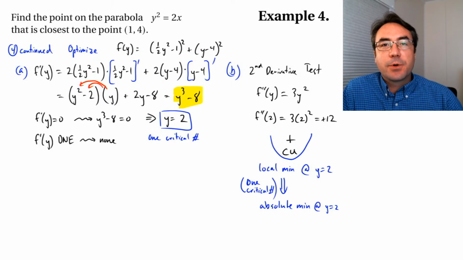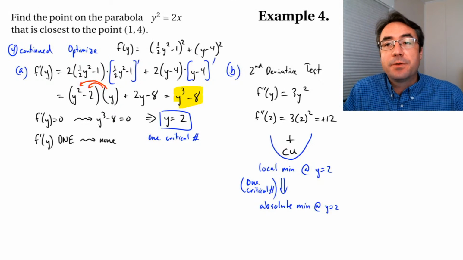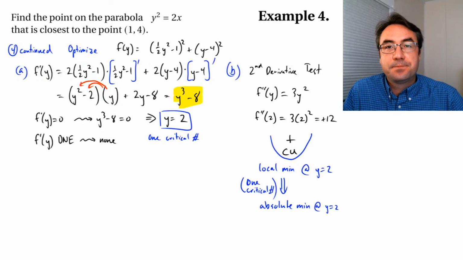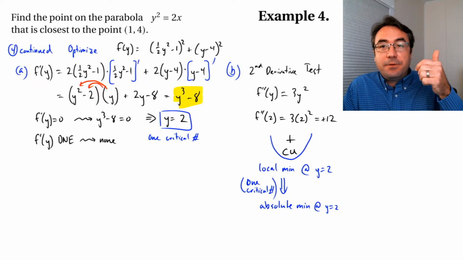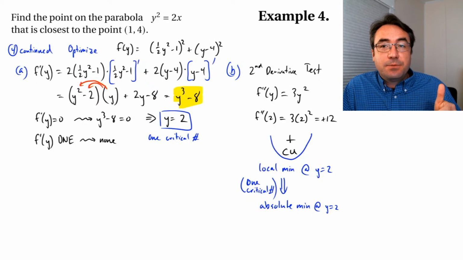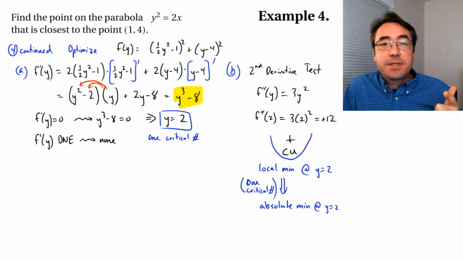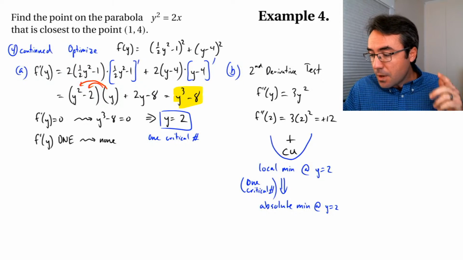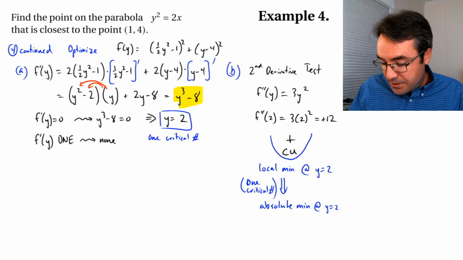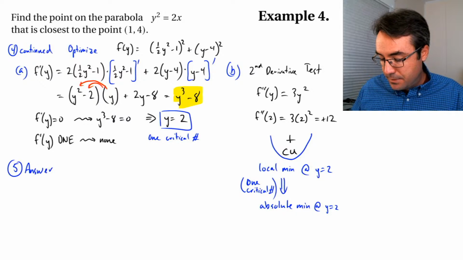So one critical number gives us a little bit more information there. All right, so we figured out the y value, we figured out the critical number, and then we showed that that critical number does give us the minimum. The last step then is to just make sure we go back and actually answer the question.